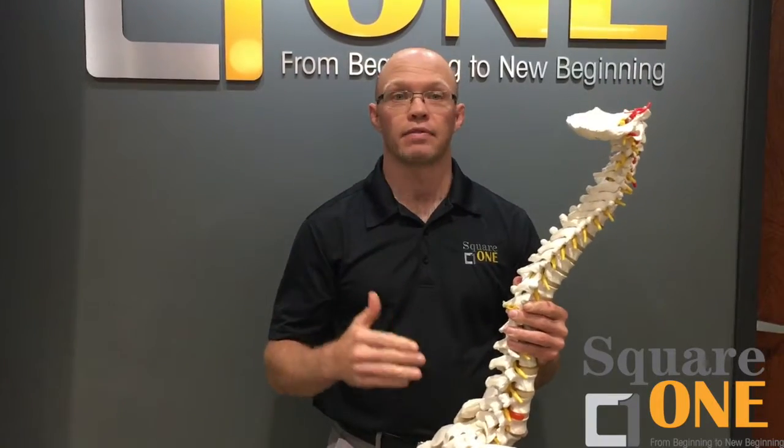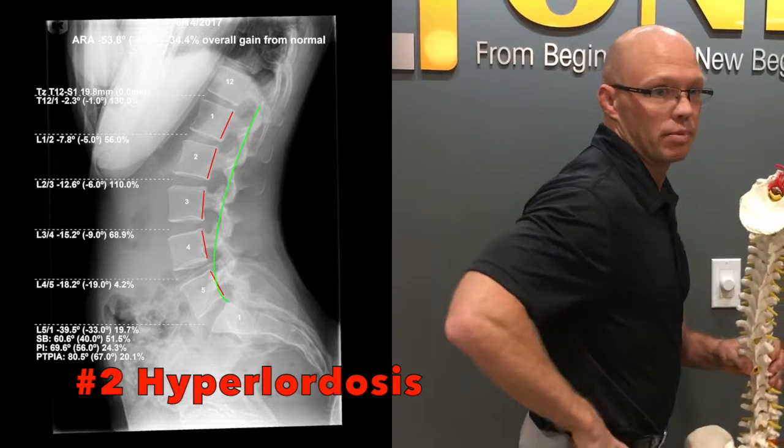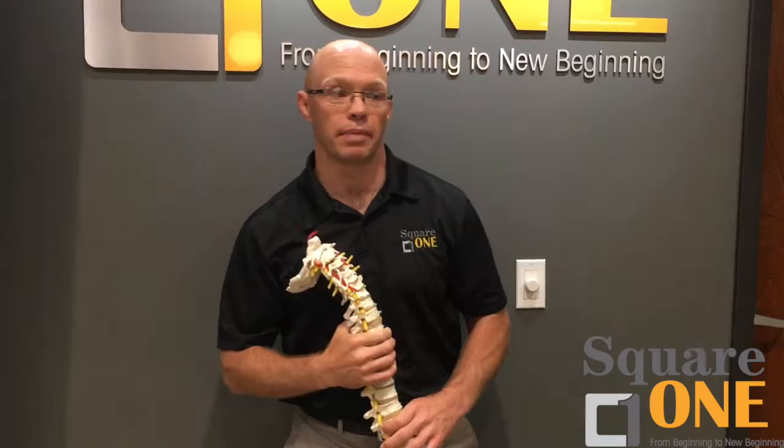Second one could be having too much curve, or where you get an increased curve, or you see people where they have that big arch here in your low back. So that's another common cause of low back pain.